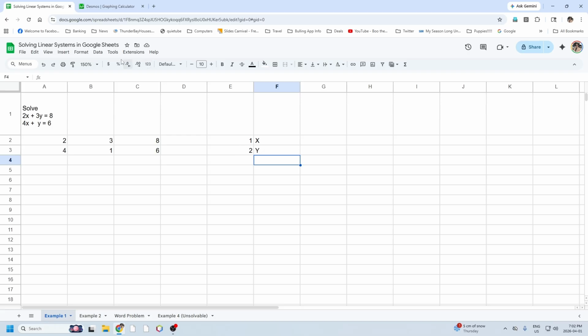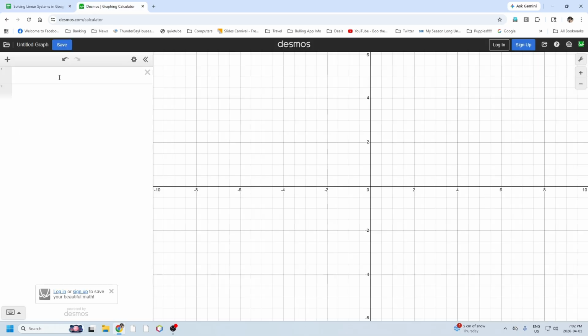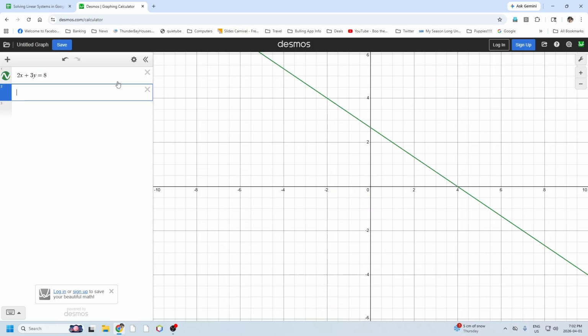Now, just to show you that this is the right answer, I'm going to go into Desmos, and I'm going to type in that equation again. So 2x plus 3y equals 8. That's our first line. And the second one was 4x plus y equals 6. That's the second one. And if you look, there's our intersection point, 1, 2.